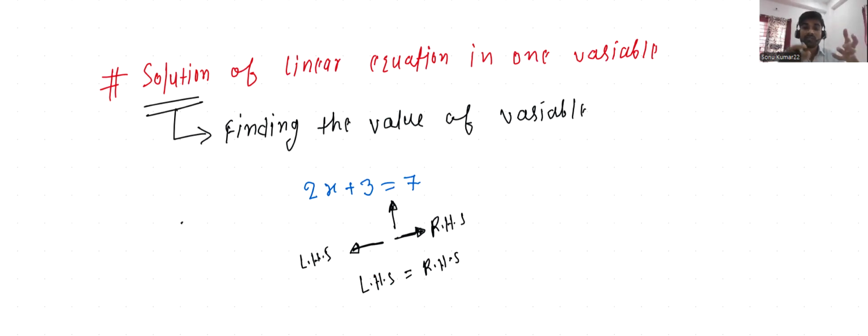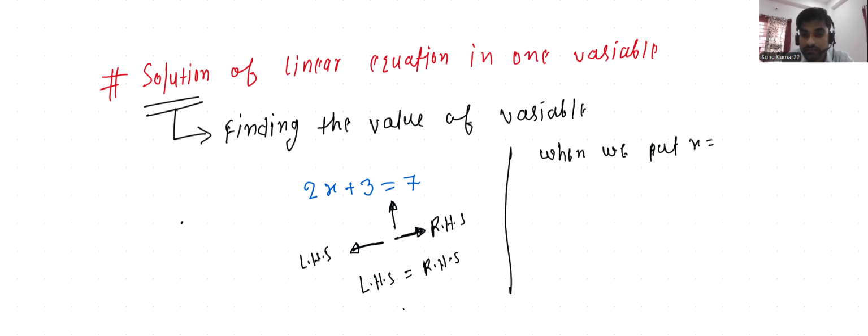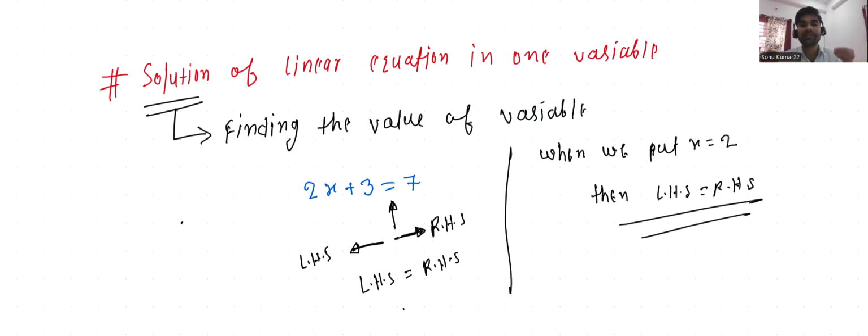It means when we put x = 2, then LHS is equal to RHS. It means x = 2 is the solution of the given equation.